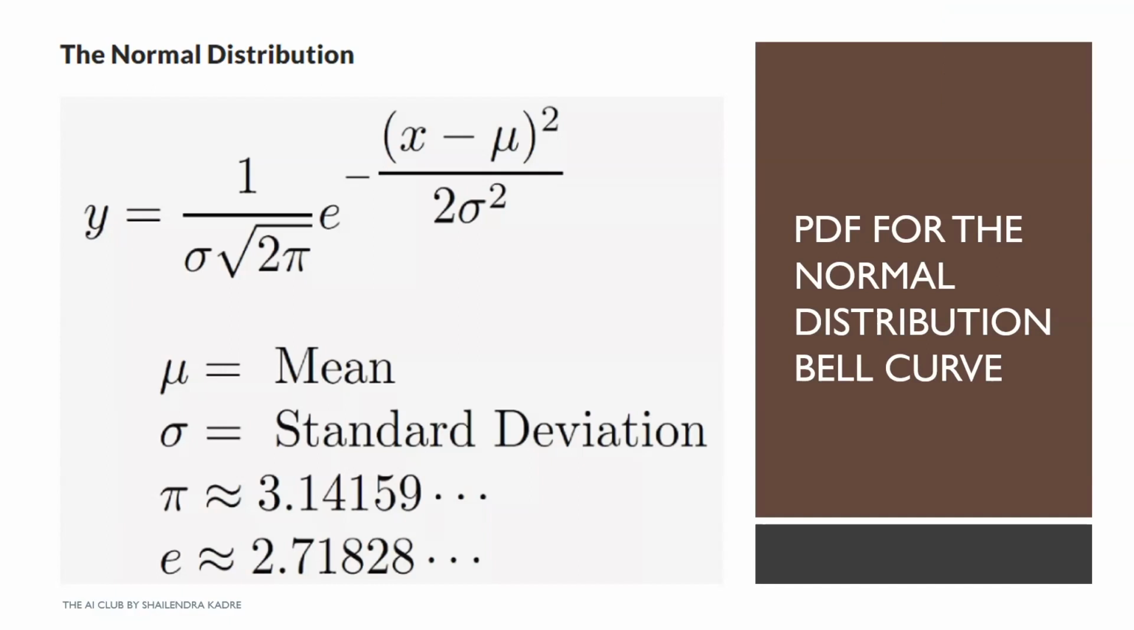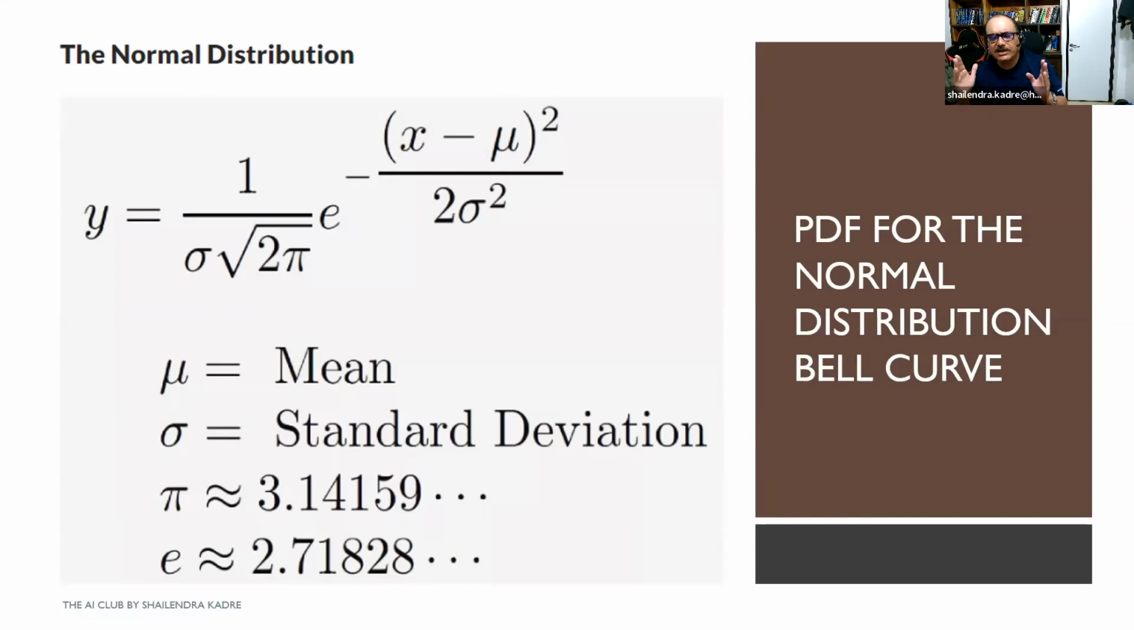Yes. X is varying from 2 to 10. So I am plotting x on the x-axis and getting the value of y from the formula, and I am plotting a curve. So what do I need? I need mu and I need sigma, because only these two are variable. Pi is constant, e is also constant.